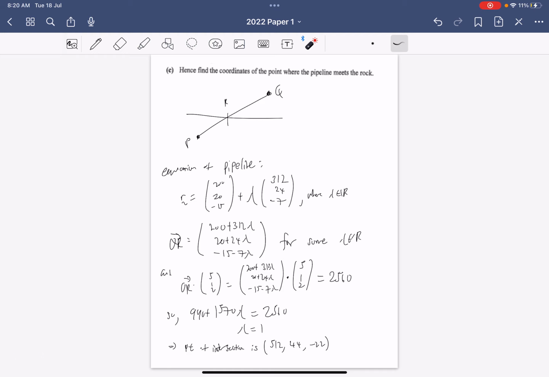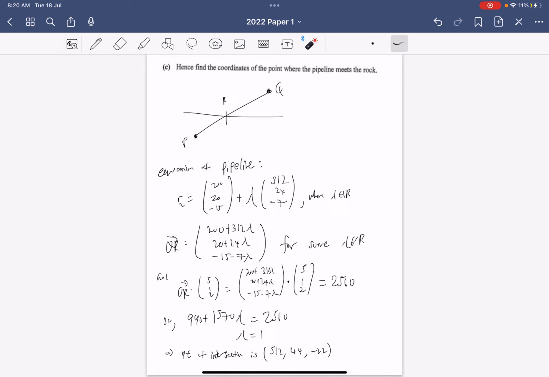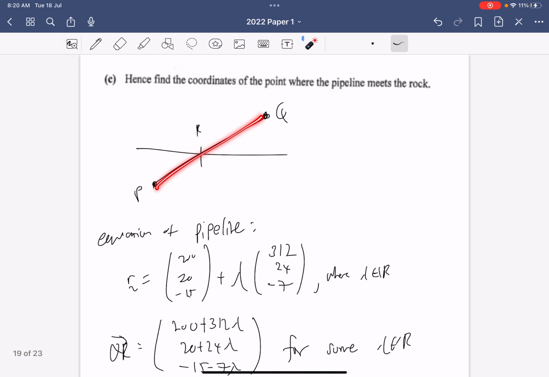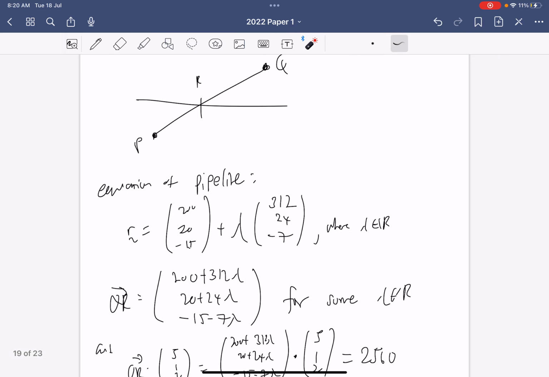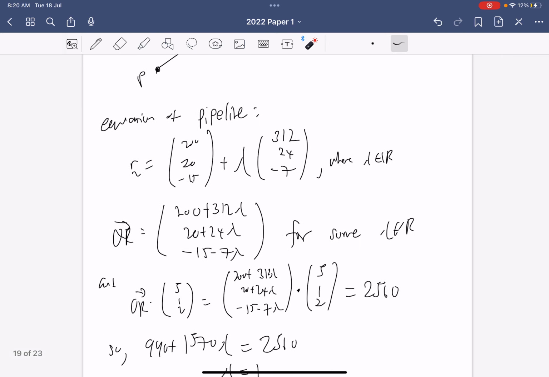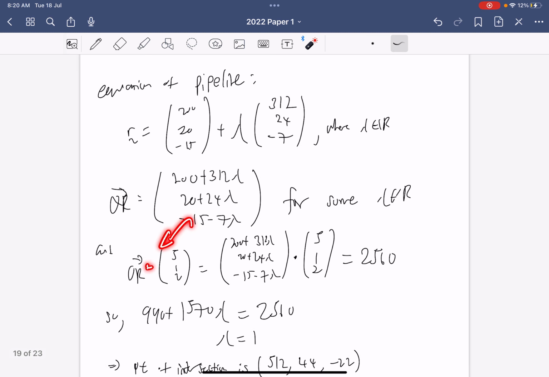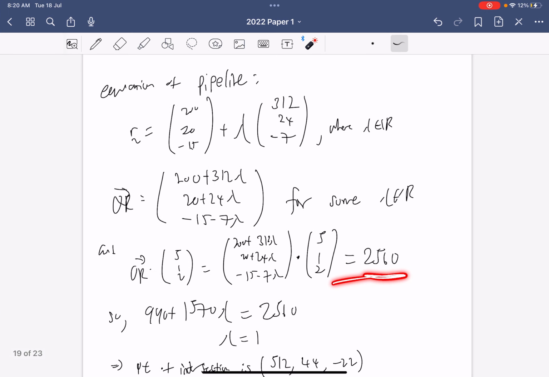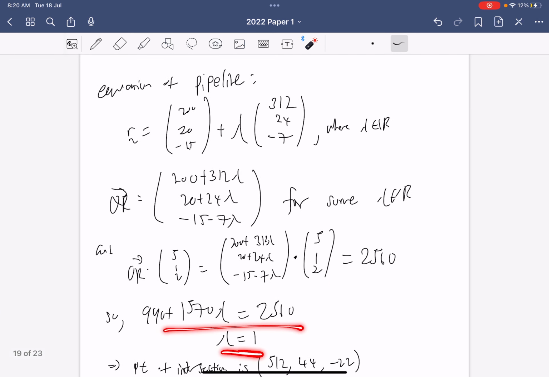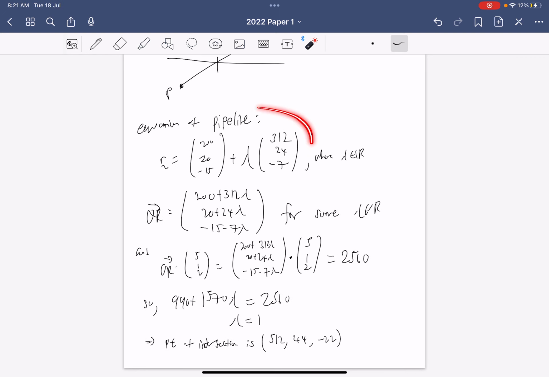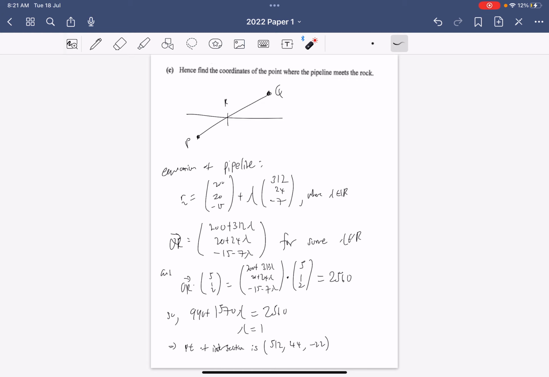And now we are supposed to find the coordinate where the pipeline meets the rock. So to find this, you just need to draw the pipeline, and you have the plane, the rock. So it must fulfill this equation and whatever is in the plane. So first you've got the equation of the pipeline, and you know that this point satisfies that equation. Then you just sub it into the equation of the rock. So you multiply by this 512 to get 2560, and you equate them, and you get that lambda equals 1. With that, now you sub back into the equation of the pipeline, and you should get the point of intersection. So I hope that is clear, and we'll move on again.